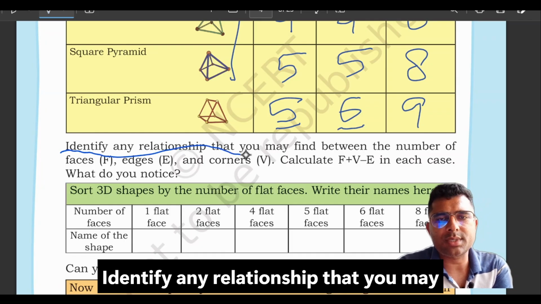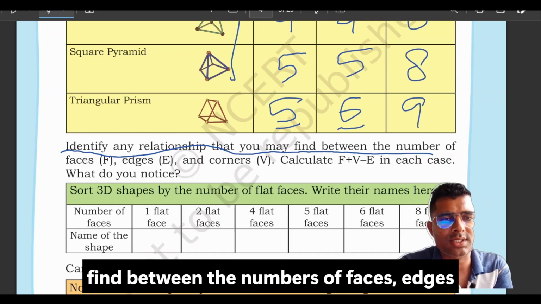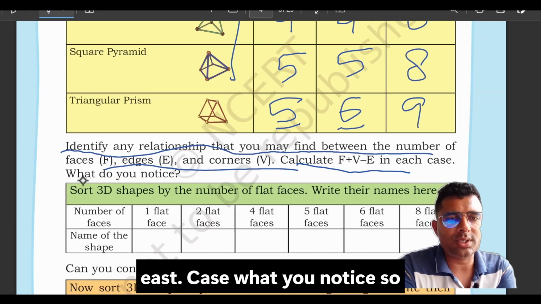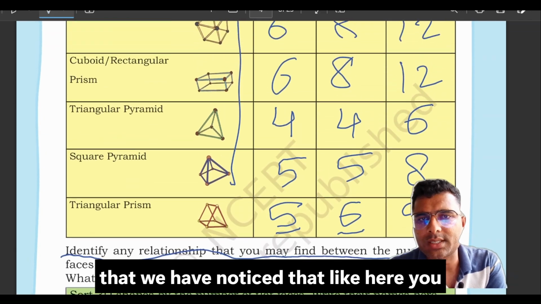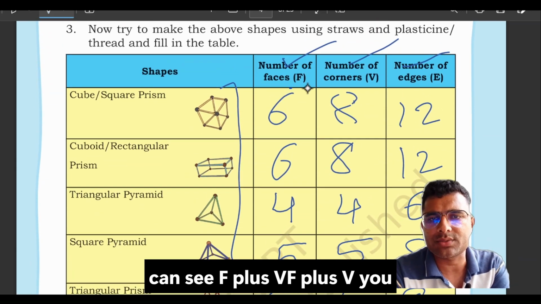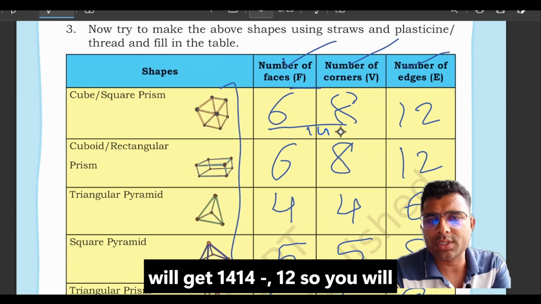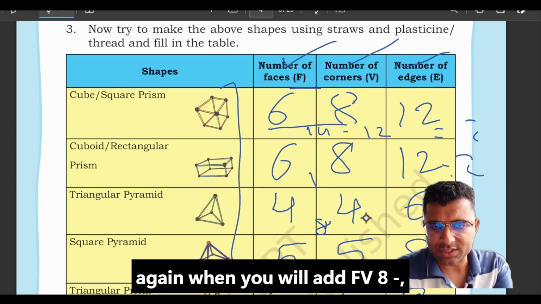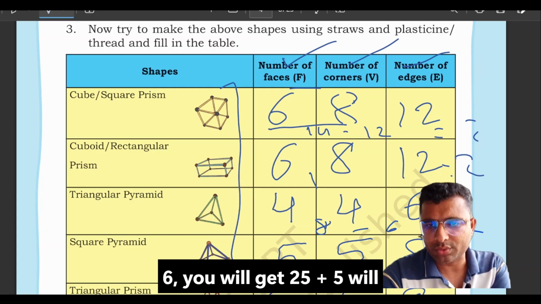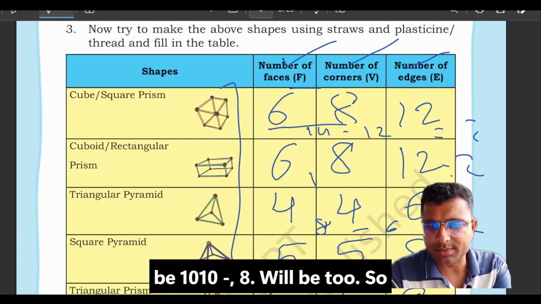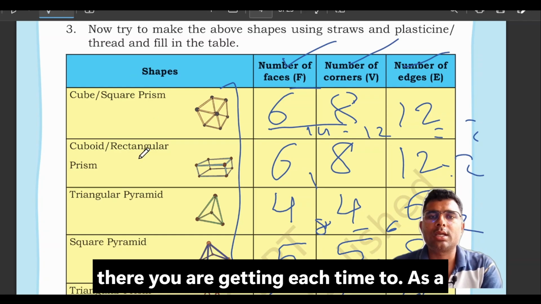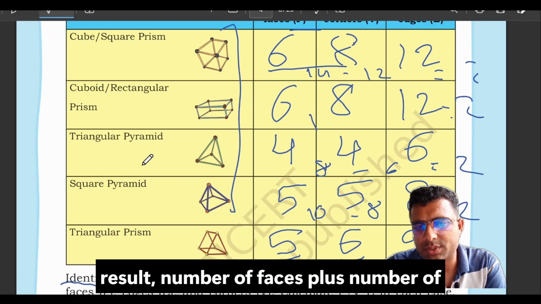Identify any relationship that you may find between the numbers of faces, edges, and corners. So calculate f plus v minus e. What do you notice? Here f plus v is 14, 14 minus 12, bachcho, you will get 2. Again you will get 2 here. Again when you add f plus v, 8 minus 6 you will get 2. 5 plus 5 will be 10, 10 minus 8 will be 2. So each time you are getting 2 as a result. Number of faces plus number of corners minus number of edges is equal to 2.